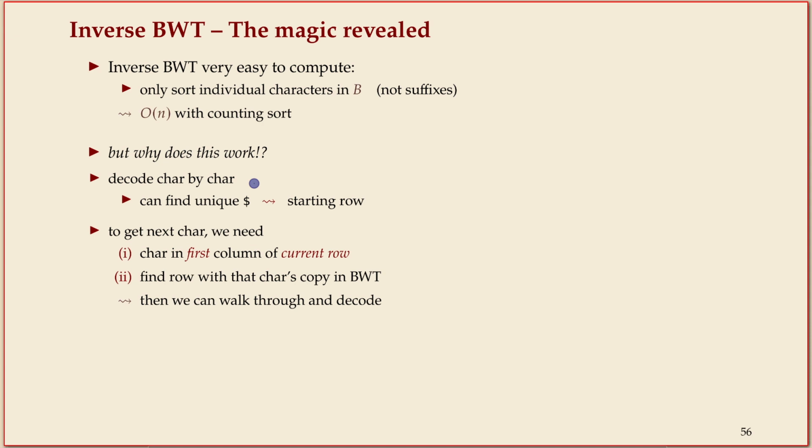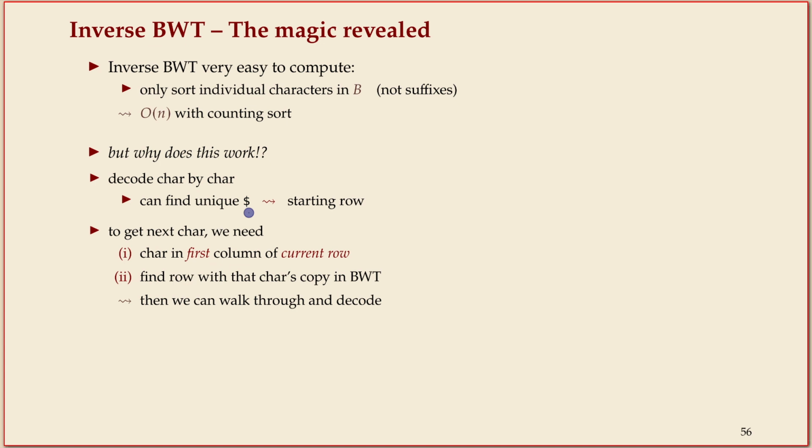Well, first observation, we decode character by character, and we can always find the $ sign because that's supposed to be unique. It's the single occurrence of that character. And we know that that comes last in the original text. So that's at least an anchor, and we can use that as a starting row.